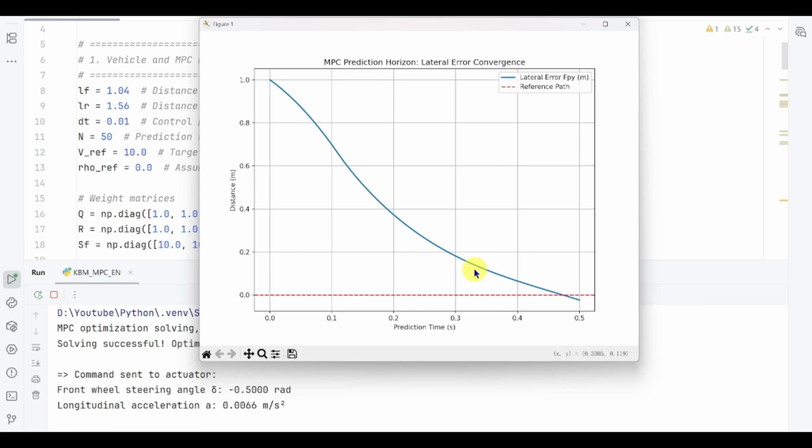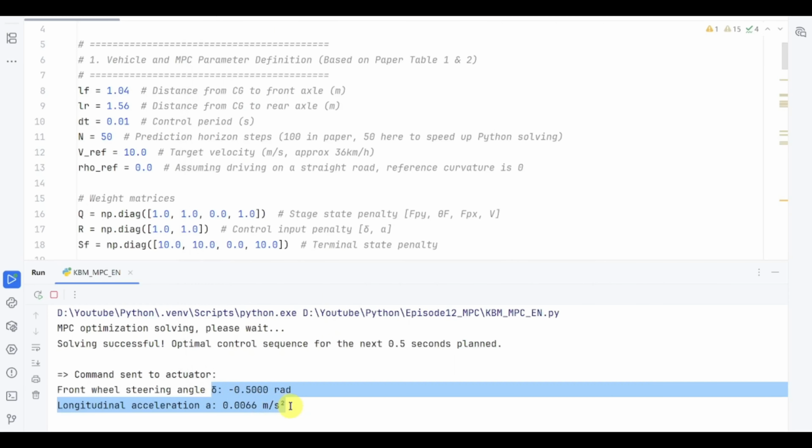This means the KBM successfully constrained the vehicle's maneuver boundaries, allowing it to return to the lane in a way that strictly follows physical laws. This plot proves that the Q, R, and SF weight matrices are set very reasonably. The optimization algorithm clearly understands our intention to smoothly bring the vehicle back to the center and send the very first step to the vehicle actuator, the delta and A. Alright, that covers the entire walkthrough of integrating the KBM into the MPC algorithm.